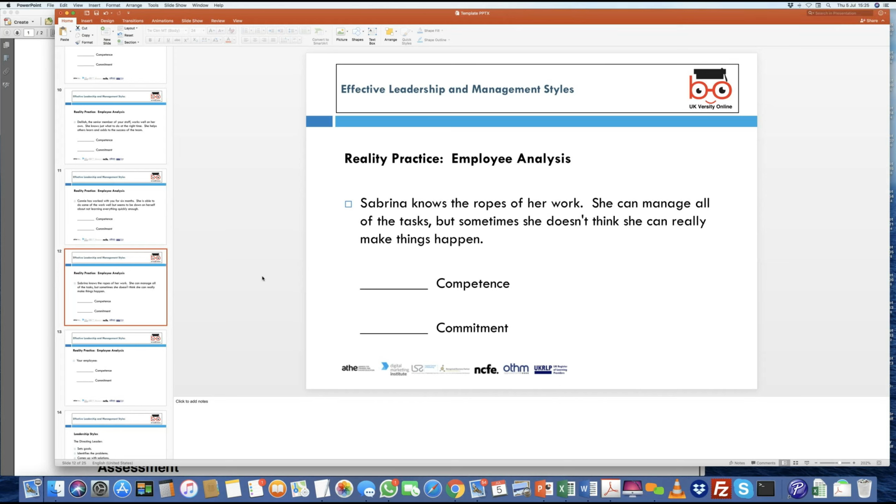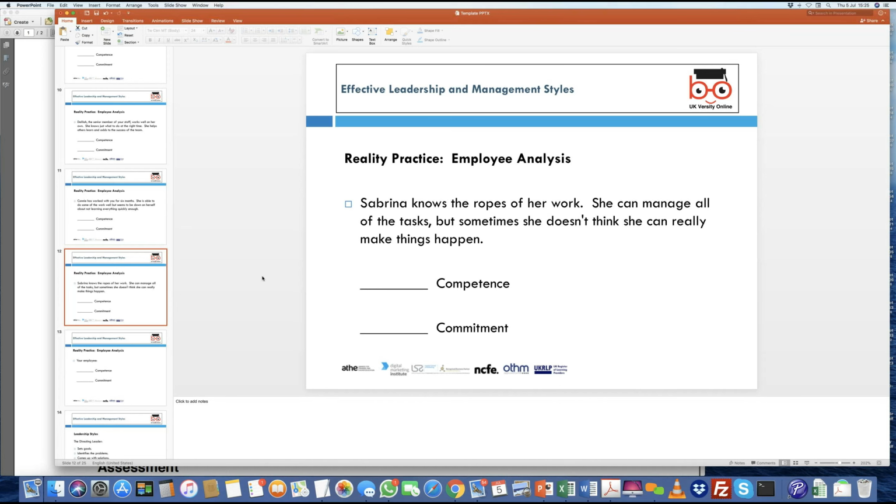It's not like she doesn't know the work, because she can manage all the tasks. But sometimes she doesn't think she can really make things happen because she's not confident enough in herself. But she's competent. I know she's competent, but because the last line, if you read, she doesn't think she can make things happen. So this is a balance between 50-50. But I think when you look at, she can manage all the tasks, that means she has competence, no doubt.